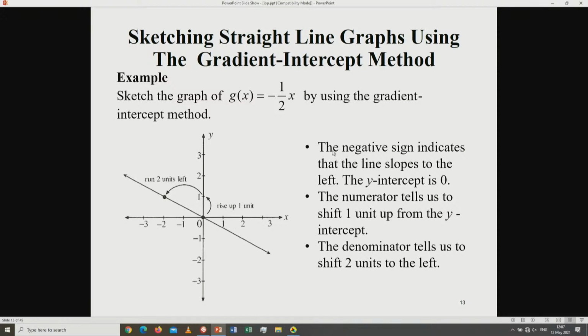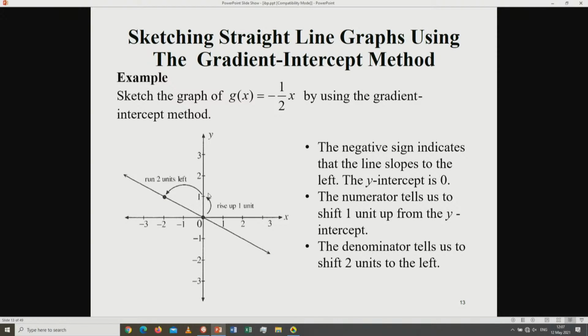We say the negative sign indicates that the line slopes to the left and the y-intercept is 0. Yes, there is no c here. If there's no c, it means the graph will pass through the origin. But if it's negative, then the gradient is negative, the graph is decreasing. The numerator tells us to shift 1 unit up. Here, we shift 1 unit up.